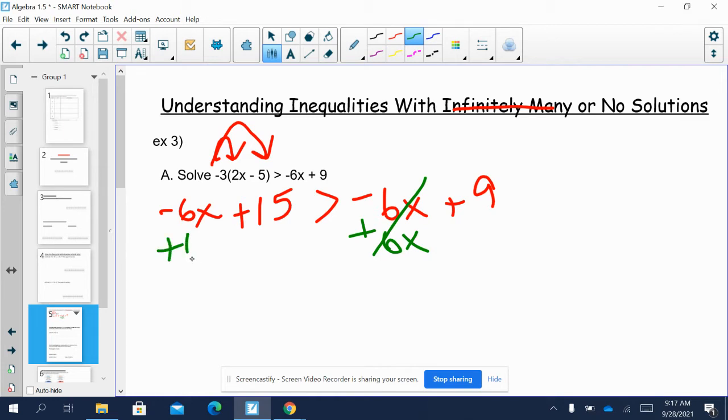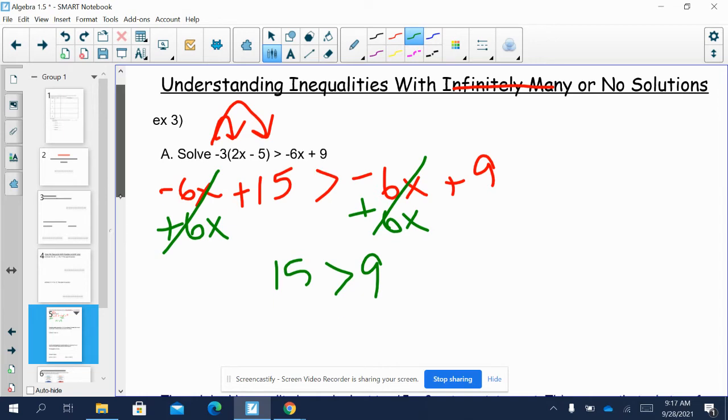I'm going to do the same thing over here because what I do on the right, I have to do on the left. But I also notice that these cancel each other out. So I'm left with a 15 over here and a 9 over here. And 15 is greater than 9. That is a true statement.